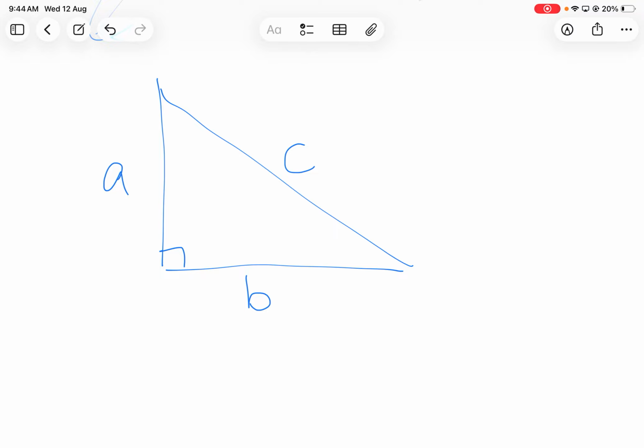Then C, the longer side, the special one, if I square it, it is equal to the other two sides squared and added together. What? Every time. Any right angle triangle. It is always like that. Every time. Yes. You can go and try.